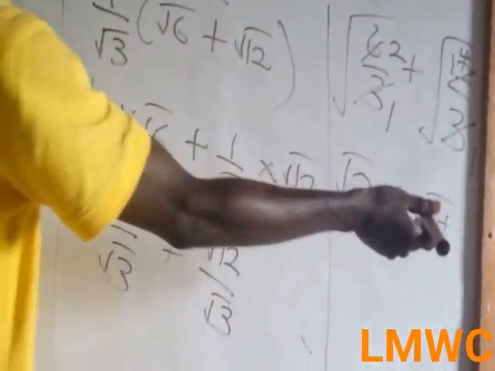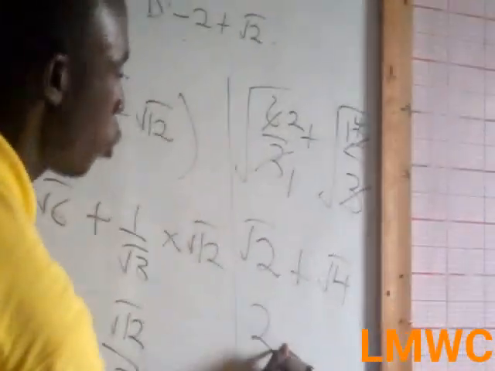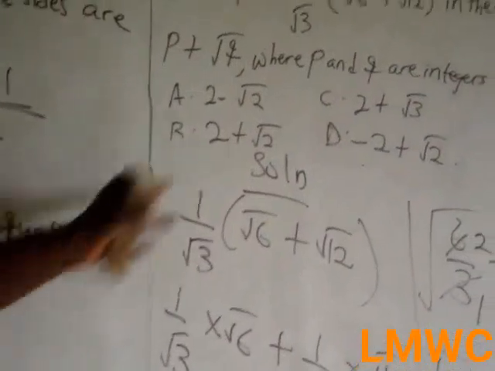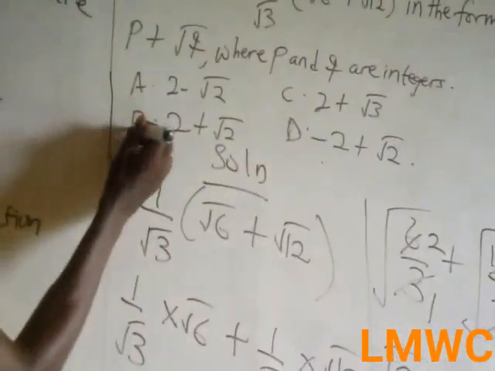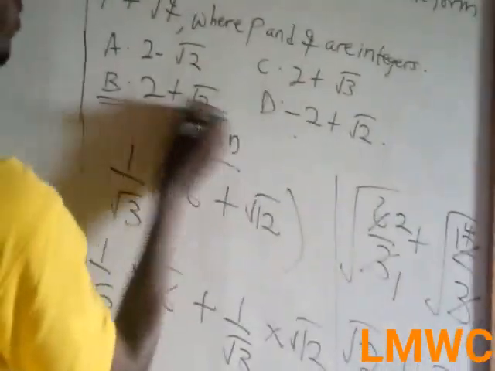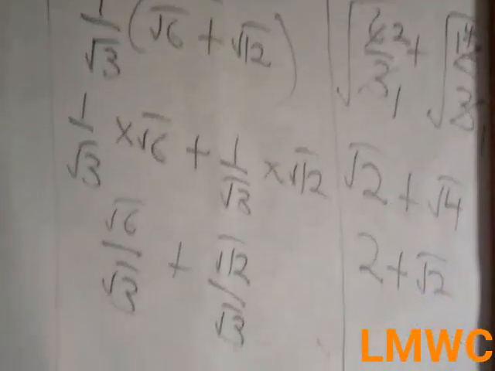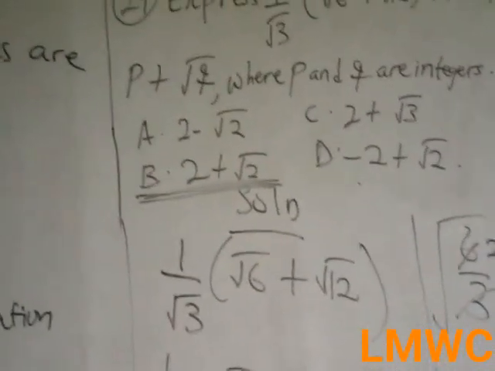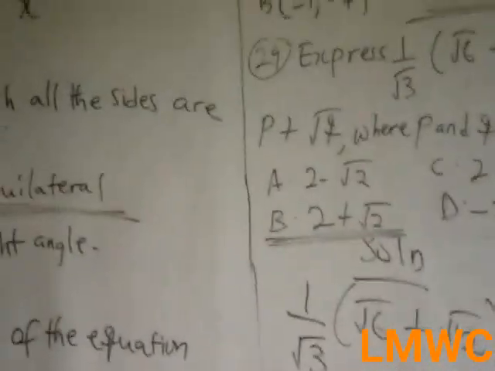What is root 4? It's 2. So it's 2 plus root 2. What is the answer? The answer is P. It's not difficult. So students, as I always say, if you can't solve it, move on to the next question. Let's move on to question 30.